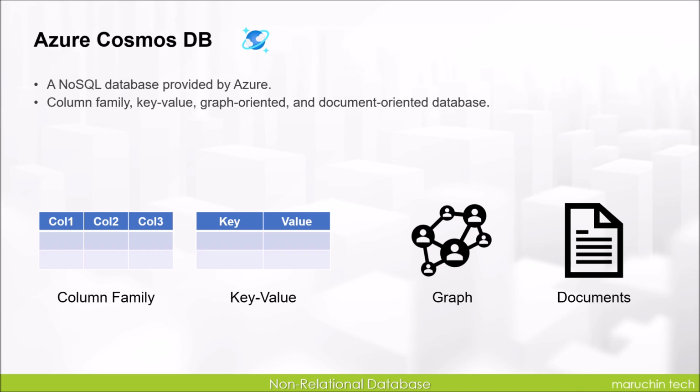Azure Cosmos DB is a NoSQL database provided by Azure. It offers column family, key value, graph-oriented, and document-oriented database types. It replicates data in Azure's worldwide data centers and offers high availability. Starting from the next slide, I will introduce the architecture and the API of the Cosmos DB.